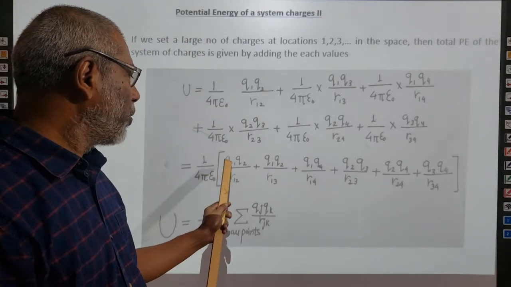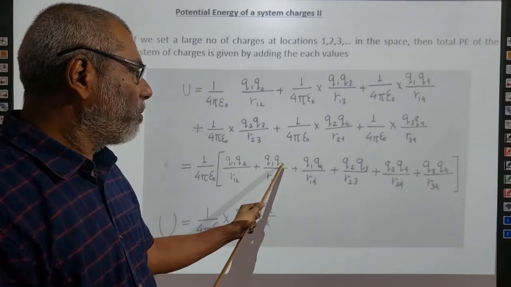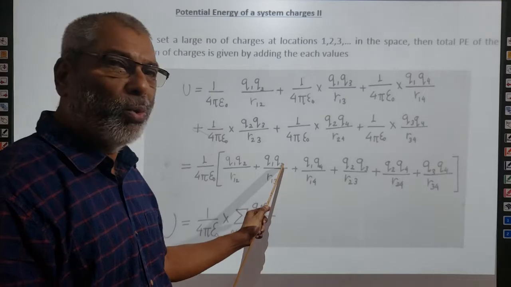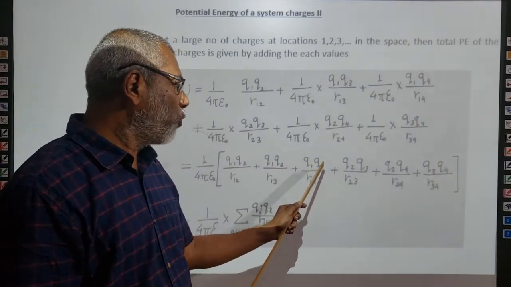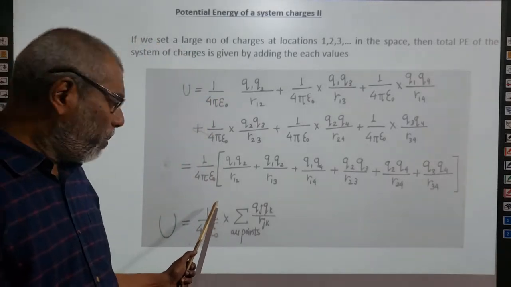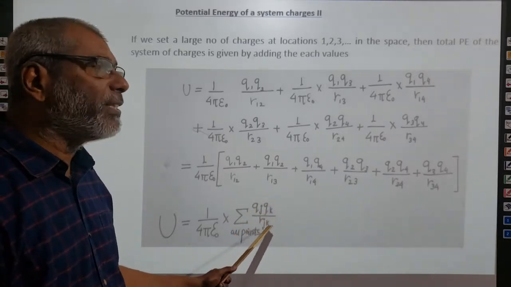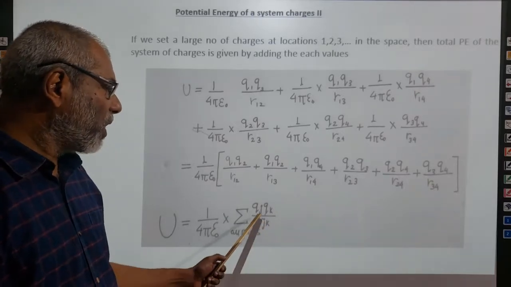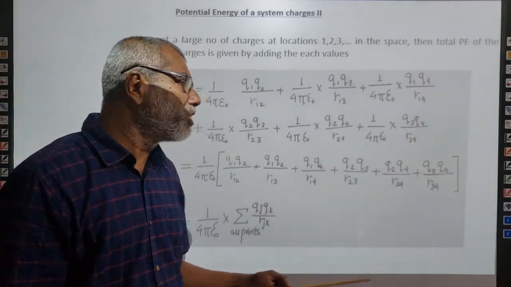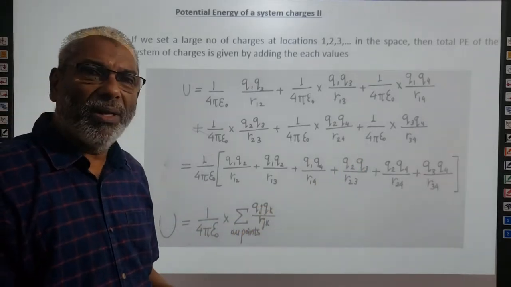1 by 4 pi epsilon 0, Q1 Q2 by R12, Q1 Q3 by R13, Q1 Q4 by R14, etc. This is Q3, not Q2, that you will adjust. All right, so finally with the notations we can write 1 by 4 pi epsilon 0 into the sum over all pairs of Qj Qk divided by Rjk. It is Rjk only, because J and K are used, since these digits are changing in the advanced stage, not in terms of I.